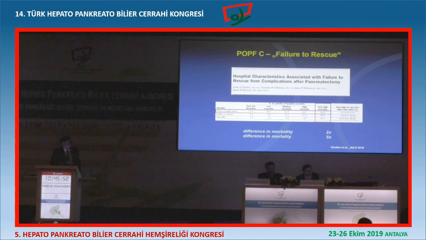What about failure to rescue? You see this was an analysis from the US, and the very low mortality hospitals and the very high mortality hospitals were compared here for pancreatic resections. The difference in morbidity was 2 times, the difference in mortality was 5 times. And this is exactly what failure to rescue means: you might not have very high morbidity, which differs, but your management of the morbidity is important. Otherwise, the morbidity will turn into mortality, and therefore this is what you have to do to rescue the patient and not to end up with failure to rescue, and then, of course, in the end, a high mortality for these complicated fistulas and maybe bleeding of these fistulas.